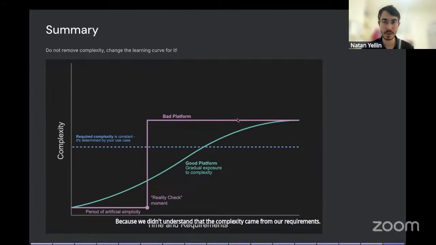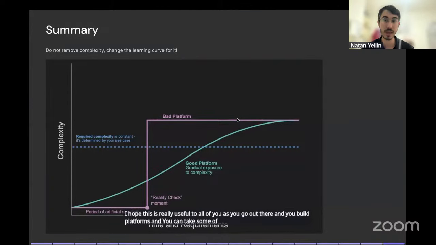So I hope this is really useful to all of you as you go out there and build platforms, and you can take some of these rules of thumb and think about them when you make specific architectural decisions.